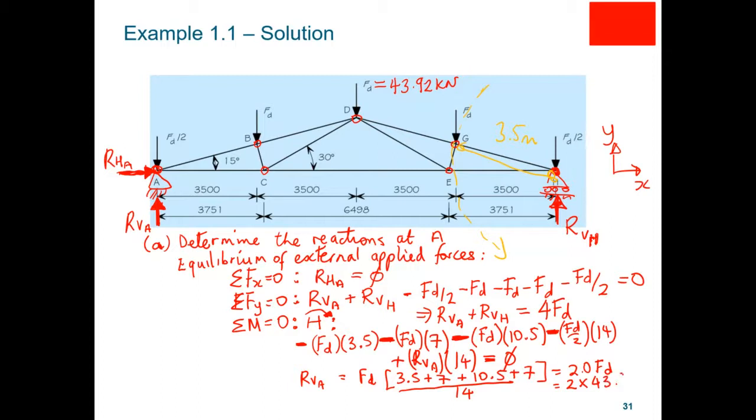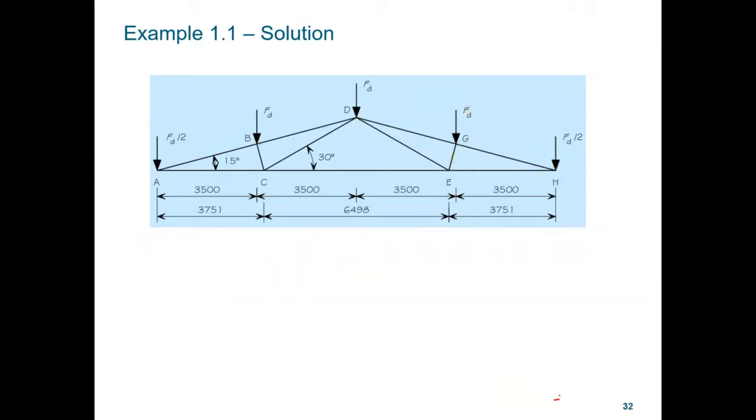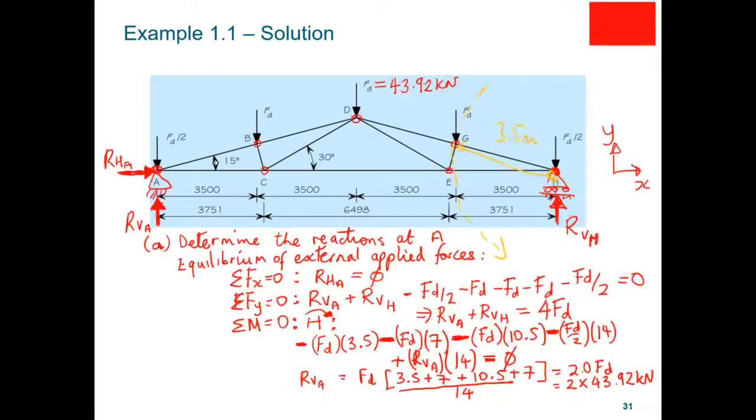We've given that in the question, it's 43.92 kilonewtons. So that's 87.84 kilonewtons. Okay, so I've got the reaction at RVA, the reaction at A.